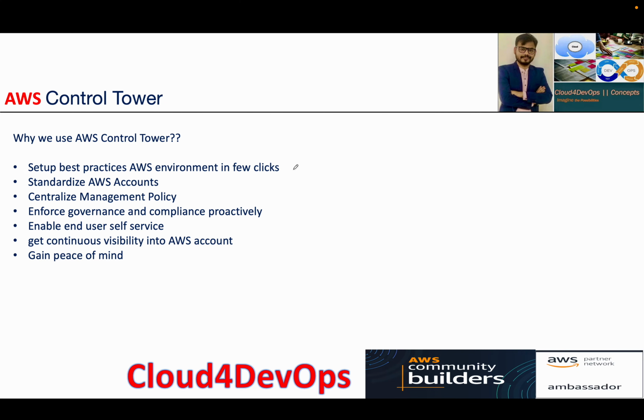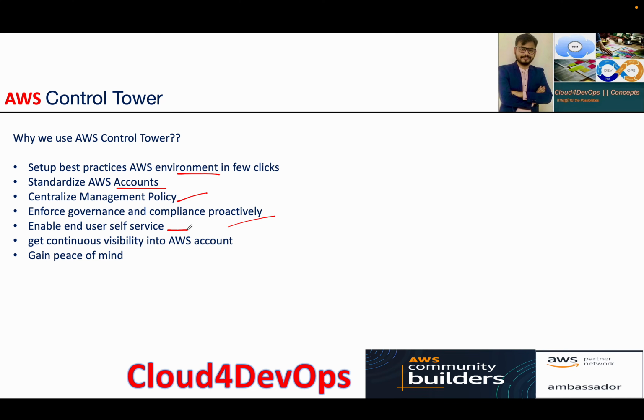So let's look at a few of the pointers. Set up the best practices with a few clicks. That's what we have done. If you have all the information about your account details, it hardly takes any time to do the configuration, submit it, and wait for it to provision in the back end. Standardize across all your AWS accounts. We are getting a centralized management policy, enforcing governance and compliance proactively. That's very important, because central management of policies we get from Organizations, but again, you have to think, you have to write, and you have to apply.